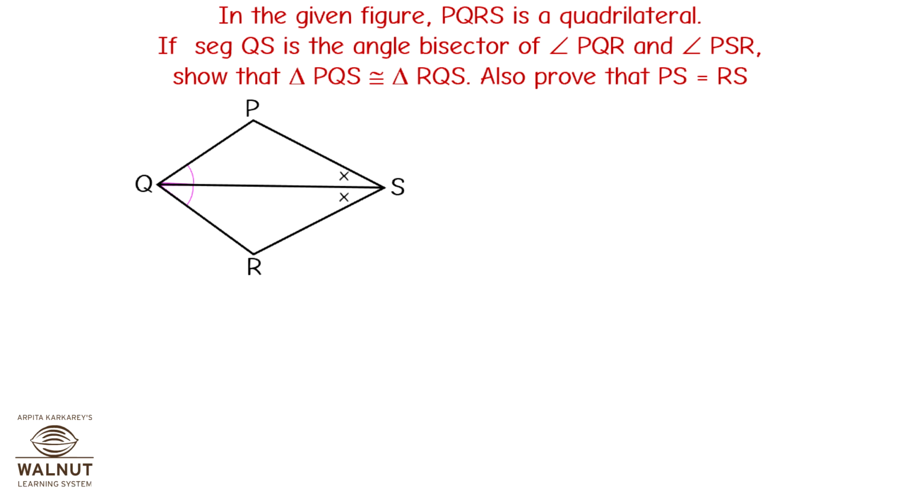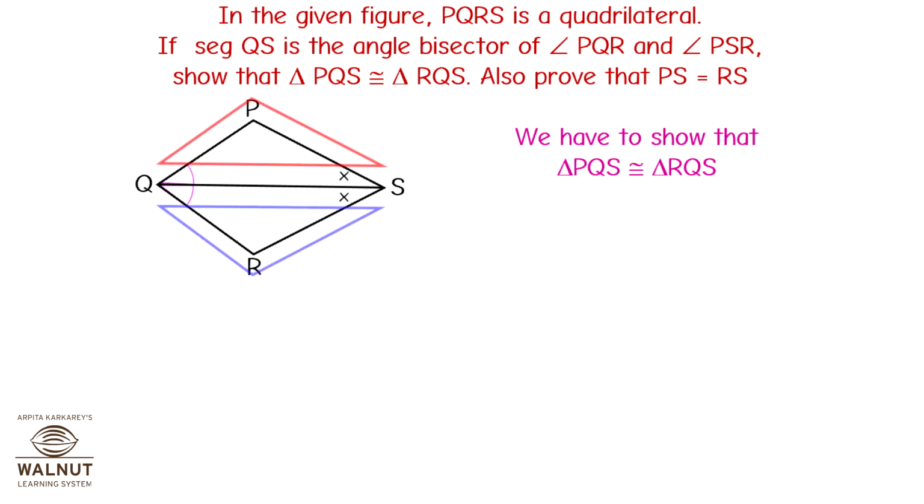Let's take a look at another one. In the given figure, PQRS is a quadrilateral. If segment QS is the angle bisector of angle PQR and angle PSR, show that triangle PQS is congruent to triangle RQS. Also prove that PS is equal to RS. We have to show that triangle PQS is congruent to triangle RQS. Locate this in the diagram first.